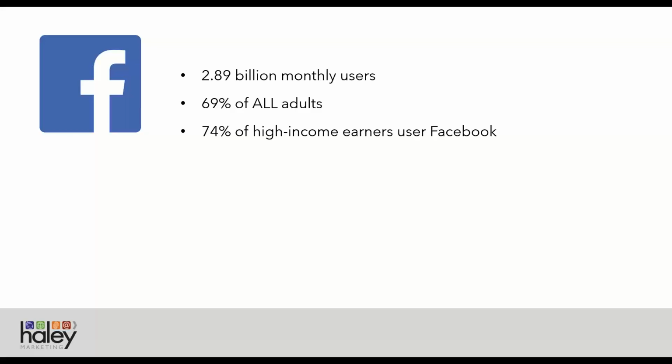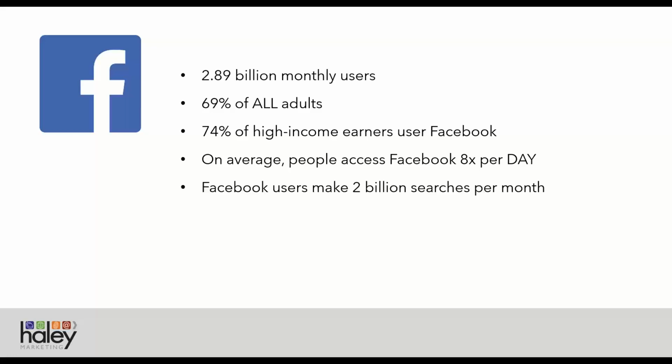74% of high income earners use Facebook, even a larger percentage than all adults. So three quarters of managers, executives, business owners are on Facebook. On average, people access Facebook 8 times per day. We're not only using Facebook in large numbers, we're using it the most frequently of any social media platform. People are using it like Google to do searches, 2 billion searches every month. It's a massive number of people looking for information, looking for companies, looking for individuals, looking for products, looking for services, looking for jobs on Facebook.